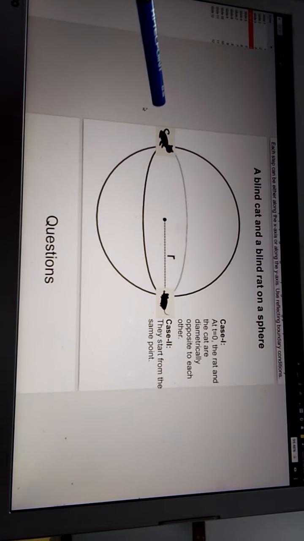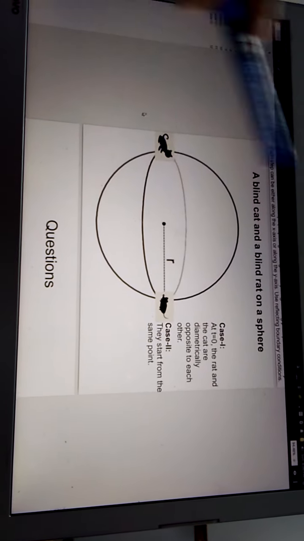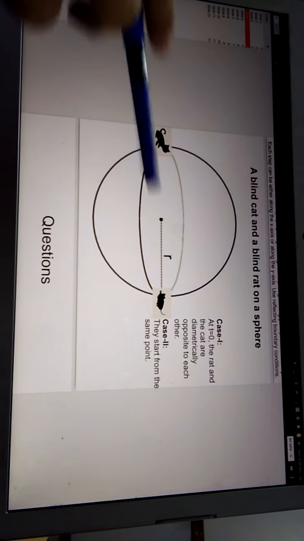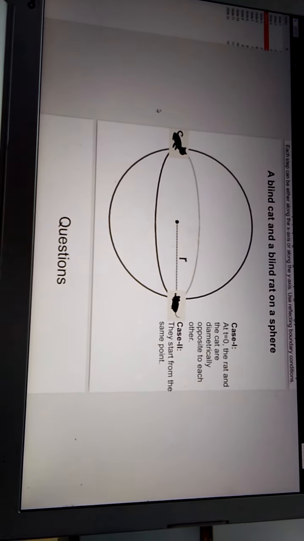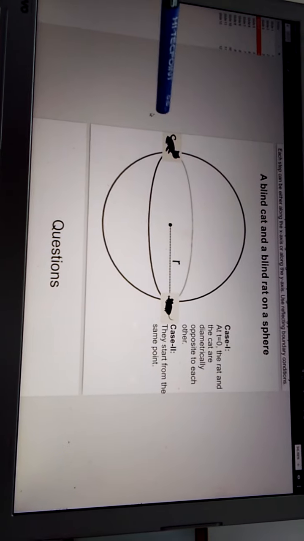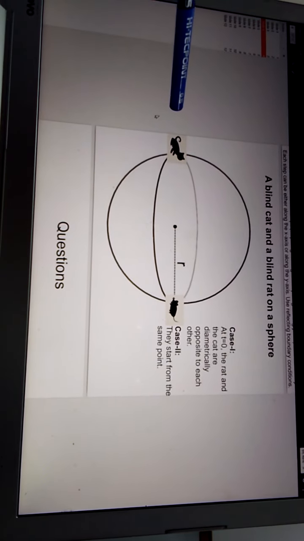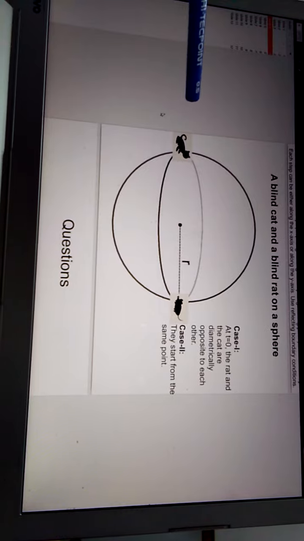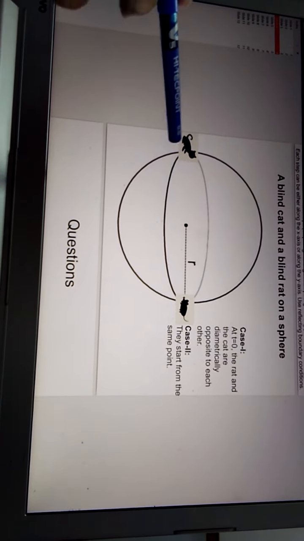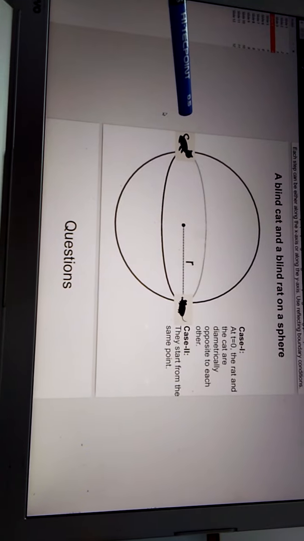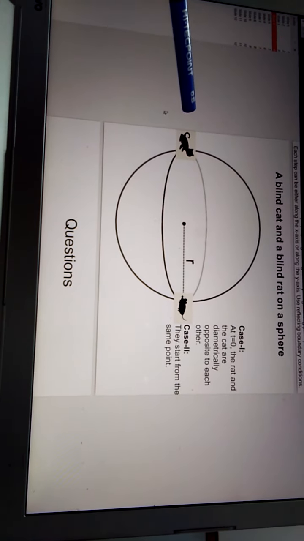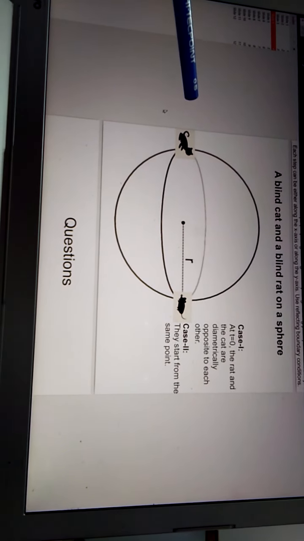This is problem 2 which I solved. In this, we are given a sphere and two random walkers, the rat and cat, that can move on the surface of the sphere. There are two cases. In case 1, the rat and cat are initially at diametrically opposite points to each other. In case 2, they start at the same point. We again have to find the survival probability of the rat with respect to time as well as the radius r of the sphere.